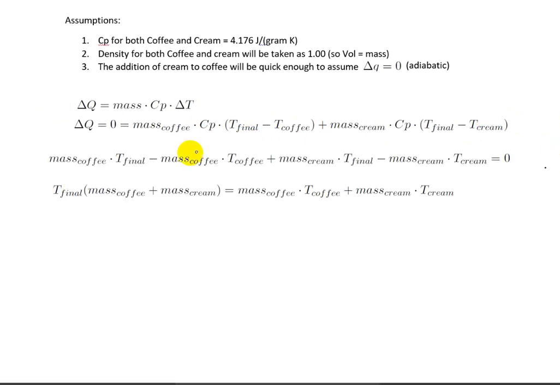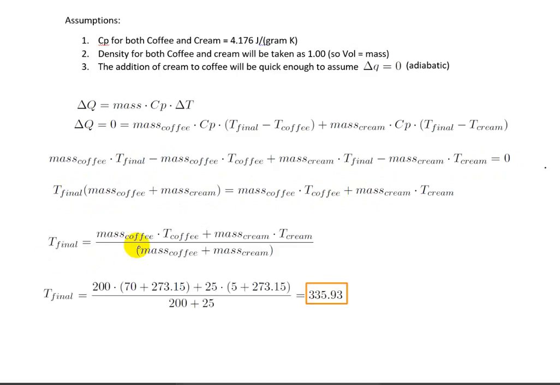All right, so if I multiply this out and expand the parentheses, I'll simply have the mass of the coffee times T final minus the mass of the coffee times the initial coffee temperature, plus the mass of the cream times the final temperature minus the mass of the cream times the initial temperature of the cream, all equal to 0. And then I can factor the temperature final out, getting me the temperature final times the mass of the coffee plus the mass of the cream, and move the two negative terms to the other side. Then I can divide by the mass of coffee and cream, giving me the final temperature.